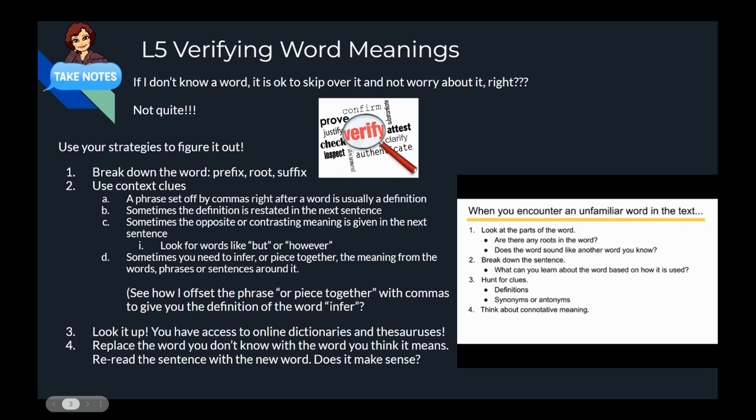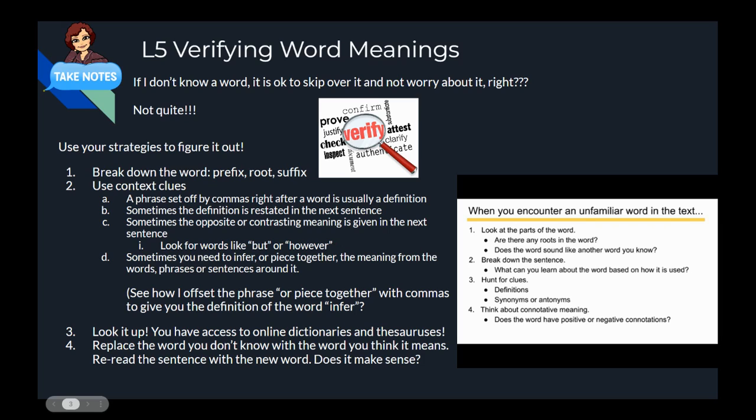The fourth tip is to think about connotative meaning. And connotations are the words, feelings, associations that we have with a word. So if you can figure out, is this unfamiliar word a positive word? Does it have positive connotations? Or is it a negative word? Does it have negative connotations? That'll help you get closer to finding the definition.